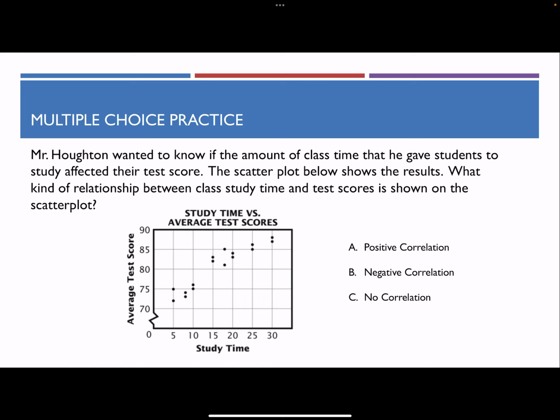All right, how about this one? So take a minute, read it. So what kind of relationship between class study time and test scores is shown? If I look carefully, the line that I would draw is going up from left to right. So it would be a positive correlation.